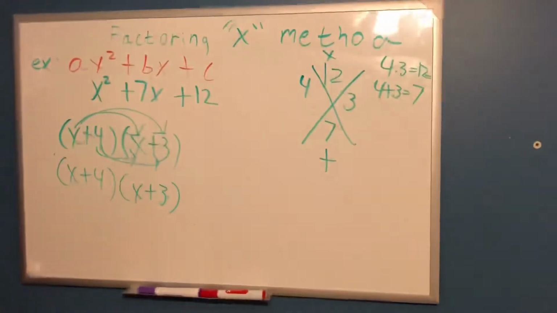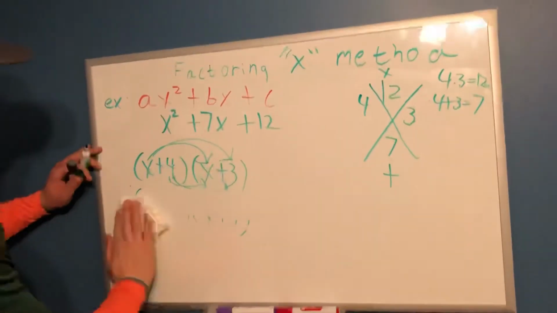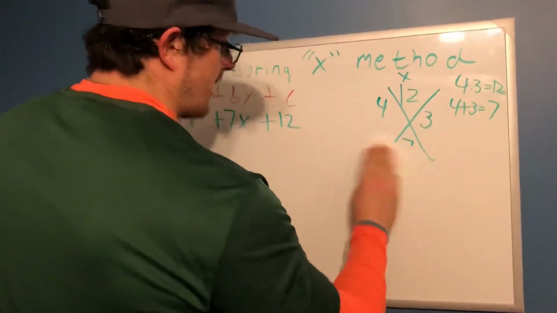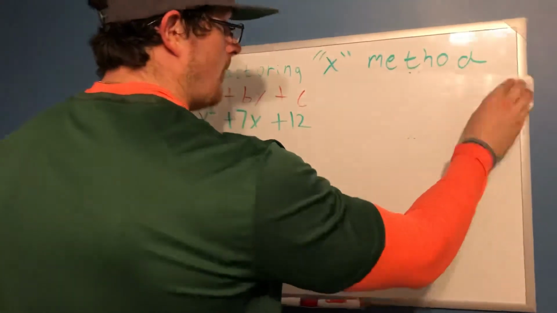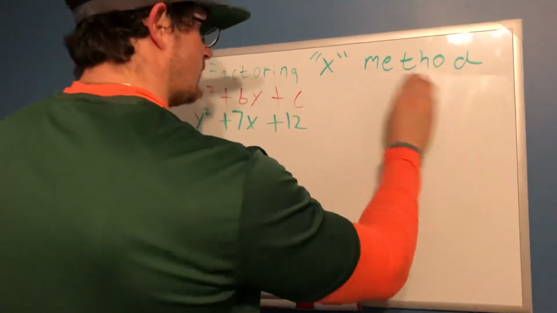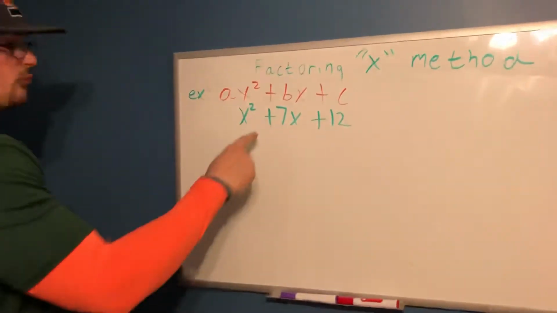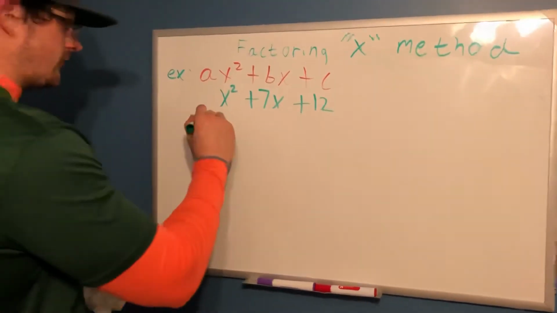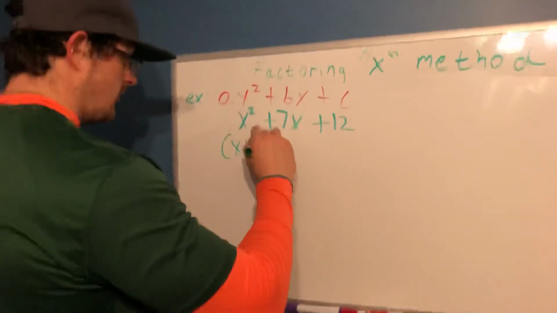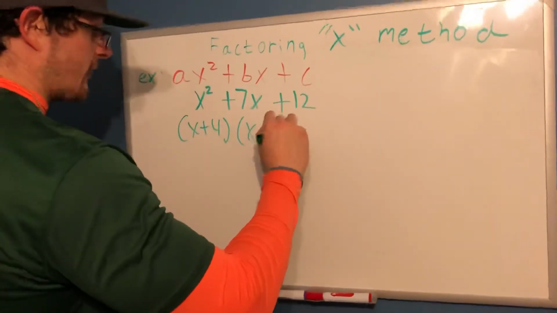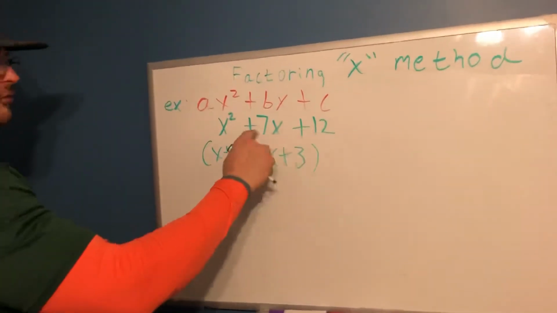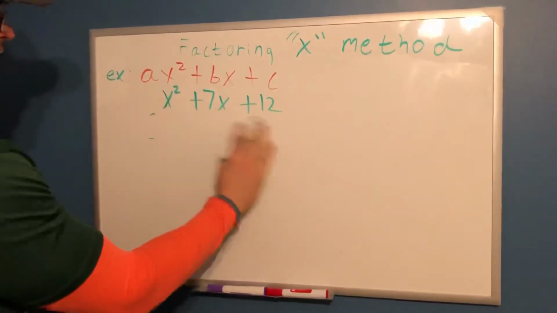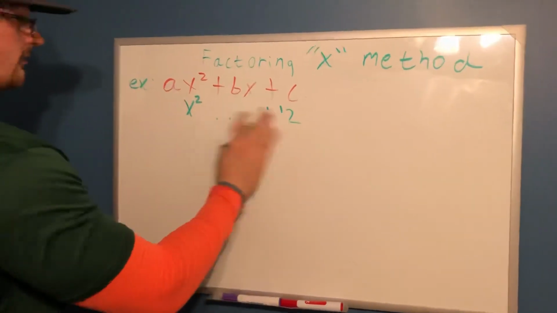Let's look at one more example. The only time it gets a little more difficult is when you've got a negative number involved, and that'll all make sense in a second. Whenever everything's positive, you know both your factors are going to be positive. Our last answer was x plus 4, x plus 3, both positive because everything in the original trinomial was positive. Now let's look at some negatives.